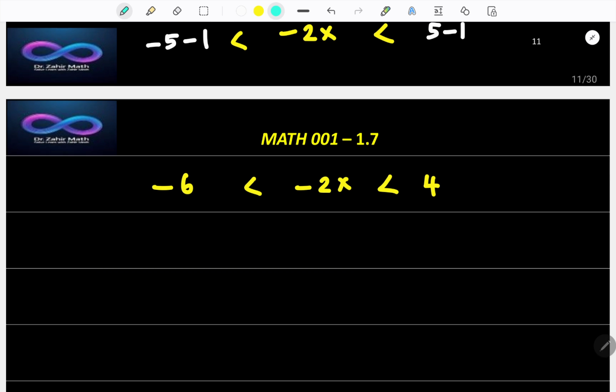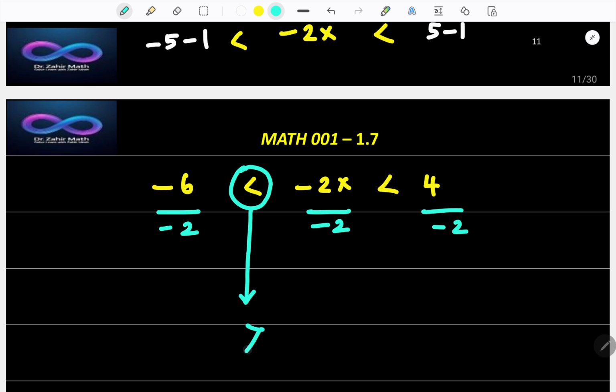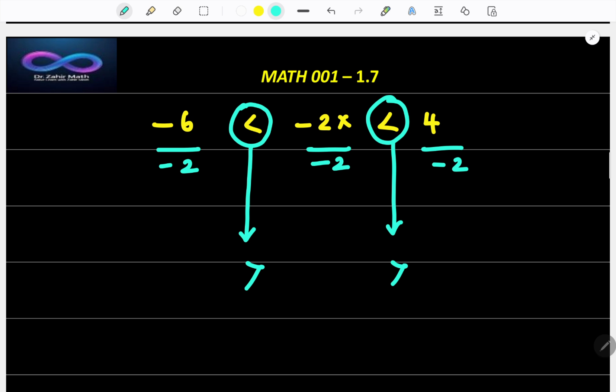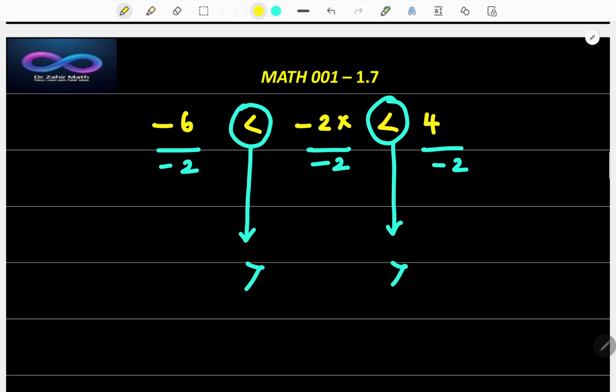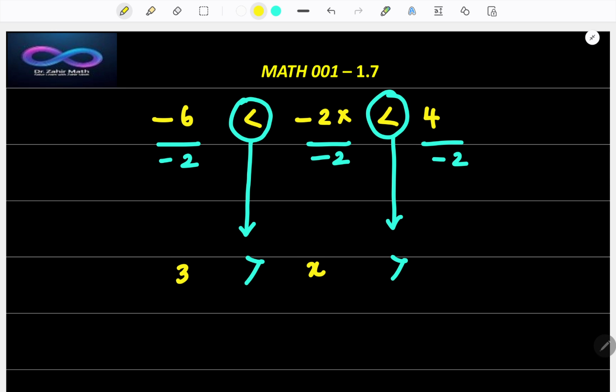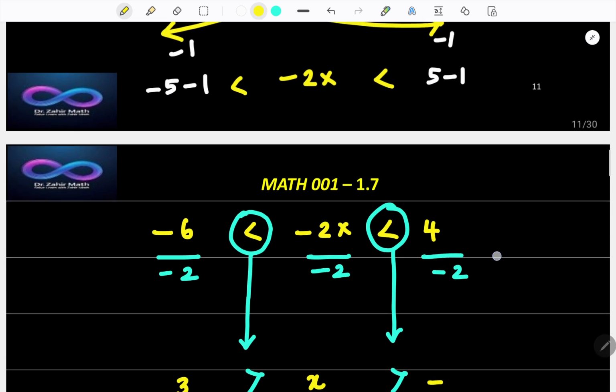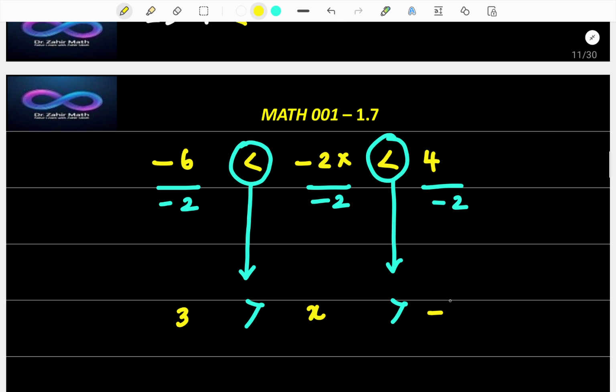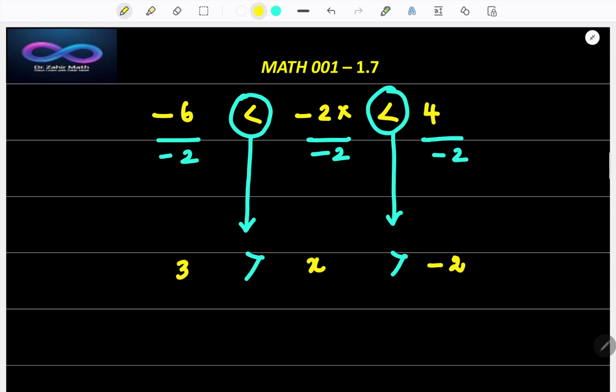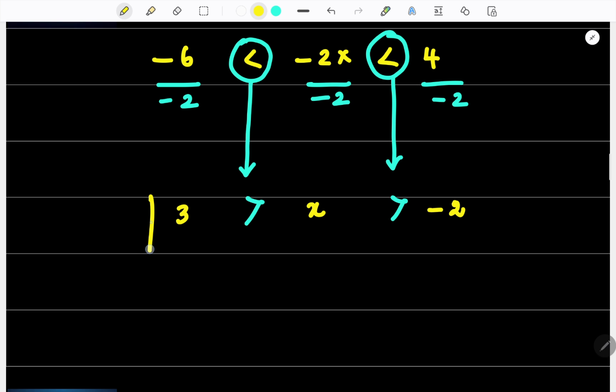Now we are going to find the value of x. I'm going to divide by minus 2 on all parts. When I divide by minus 2, I told you this less than will become more than. Keep in your mind, when you divide by a negative number, the inequality changes. So 6 divided by 2 is 3, and this is x. And minus 4 by 2 is minus 2. Clear everybody? This is your final answer.